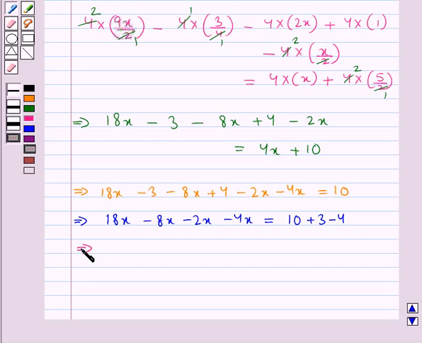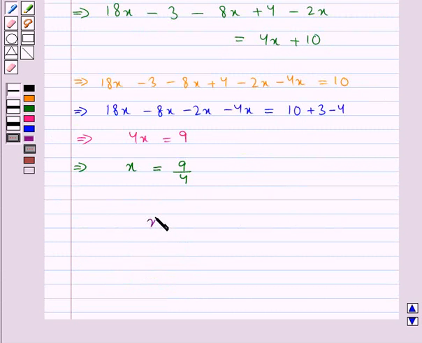Now, this further gives us 4x is equal to 9. Now, this gives us x is equal to 9 upon 4. So, we have got the value for x as 9 upon 4. Now, we are going to check the result.